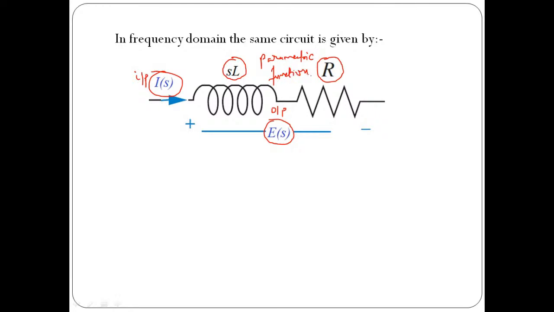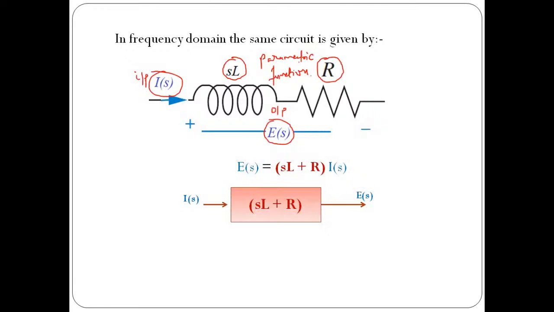That is very important. And then we apply simple Ohm's law to find the relationship between E of S and I of S. E of S is going to be SL plus R times I of S, and then we define that through a block. So this is called the block diagram representation for a series RL circuit or a series RL element.